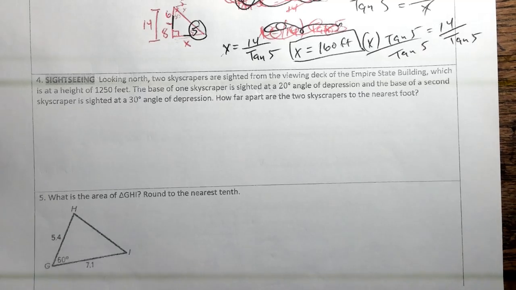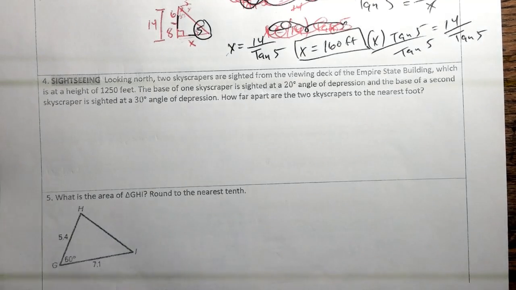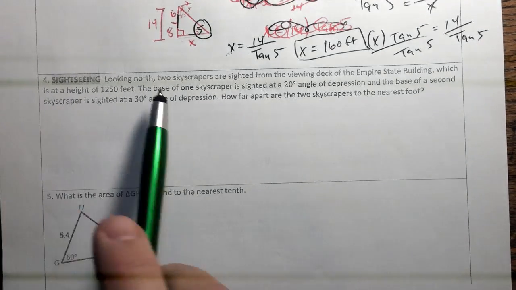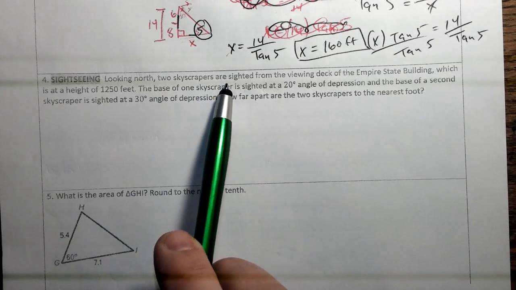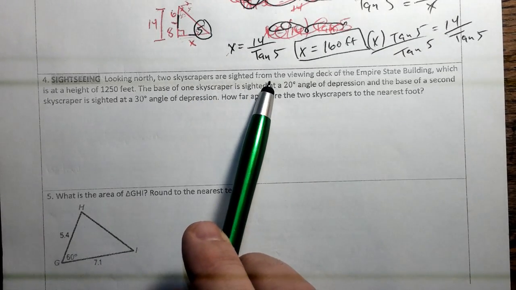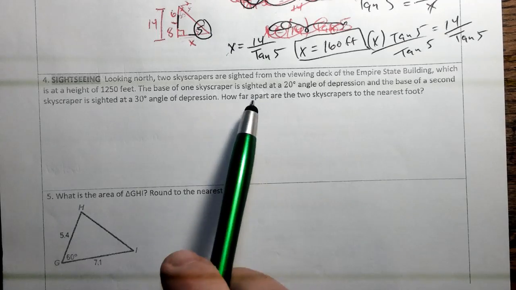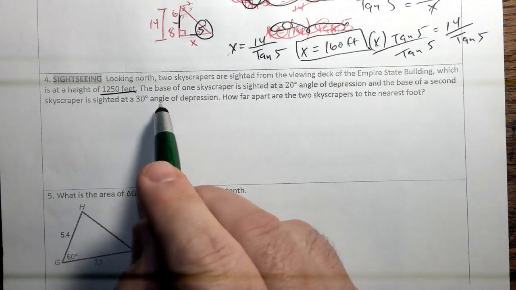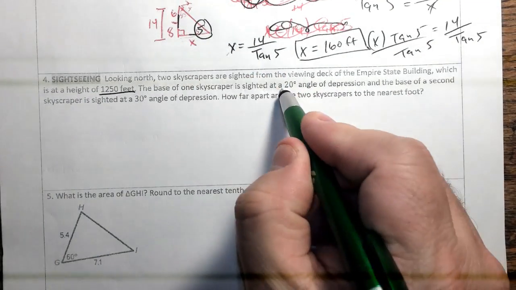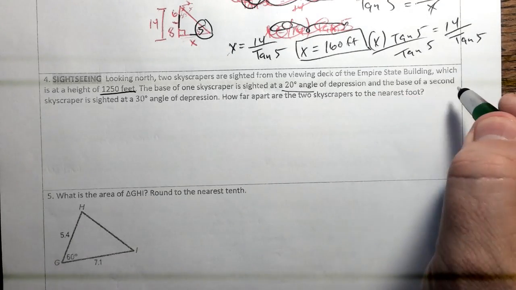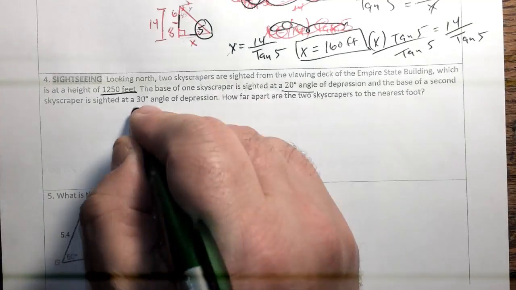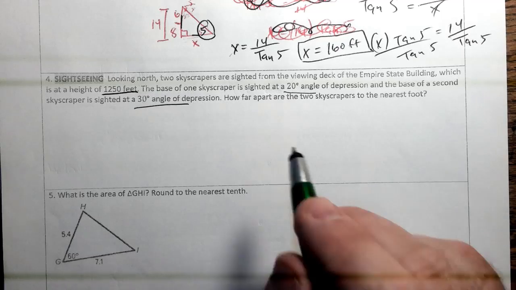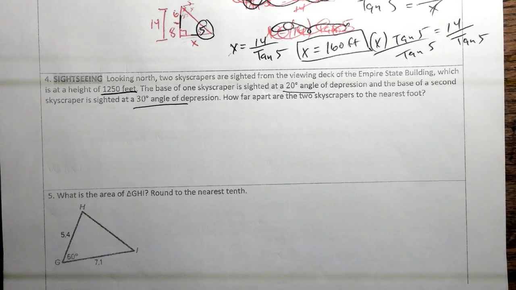All right, so number 4. Sightseeing. So looking north, two skyscrapers are sighted from the viewing deck of the Empire State Building, which is at a height of 1,250 feet. The base of one skyscraper is at a 20-degree angle of depression, and the base of the second skyscraper is sighted at a 30-degree angle of depression. How far apart are the two skyscrapers to the nearest tenth?